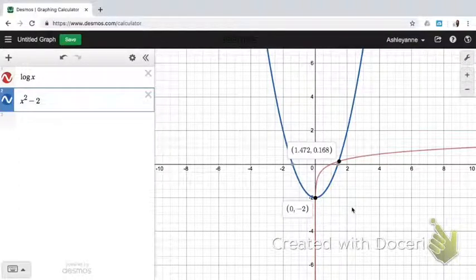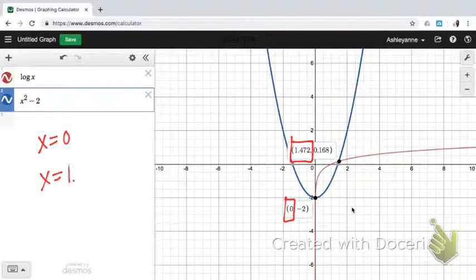So we have 2 x values in which they intersect. One is at x equals 0 and one is at x equals 1.472. But does log of 0 exist? I thought it was 0.01. No, it should be 0.